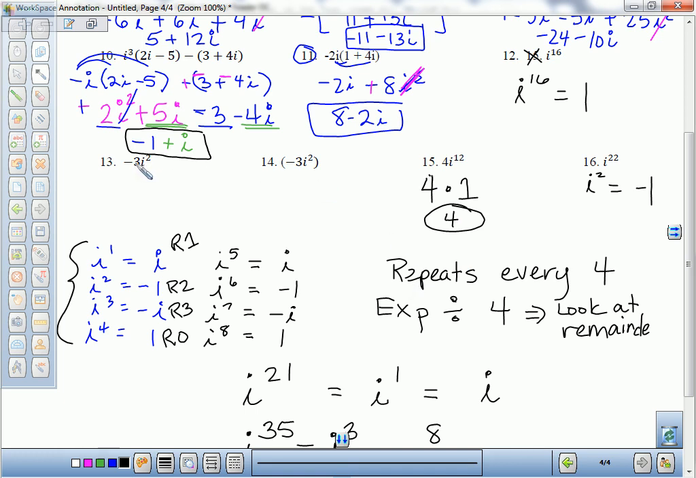Okay. Now, this problem and this problem look very similar, but they're different. Actually, they're not different at all. This problem and this problem are the exact same problem. It would be different if we put the parentheses right here. That would be different. So these two problems are the exact same. So I squared is the same as negative 1. So this is negative 3 times negative 1, which is 3. So both of these are the same. They're both 3.